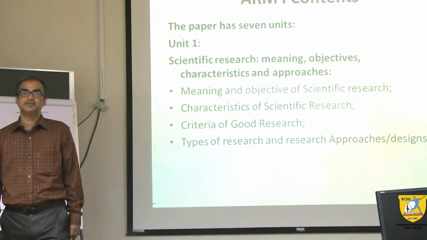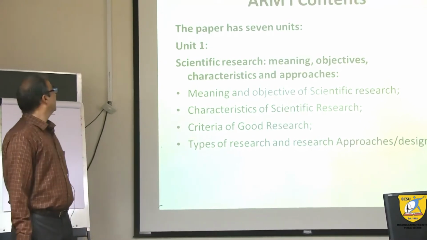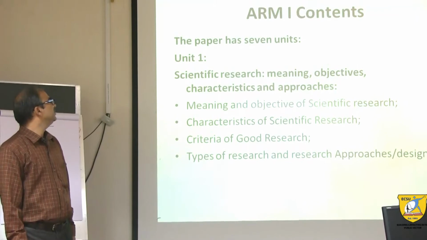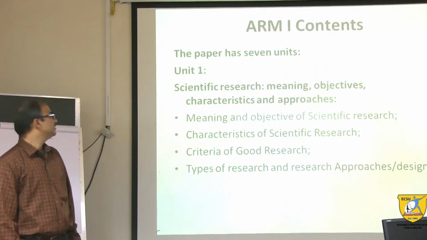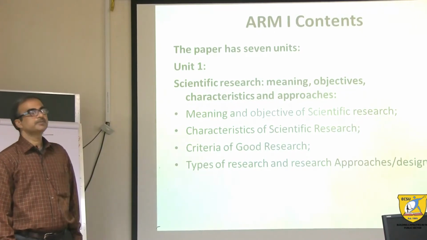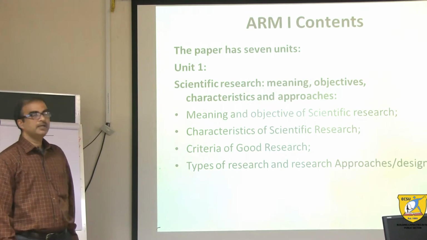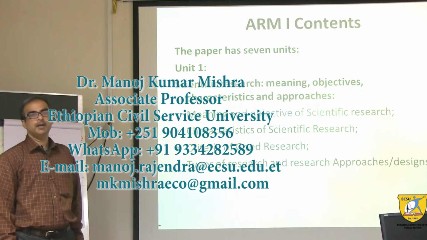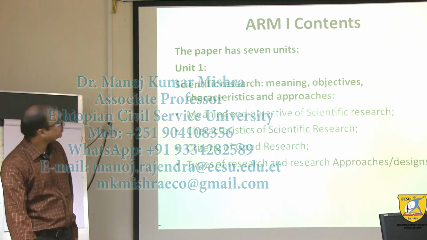The Advanced Research Methods 1 contains 7 units. The first unit is related to the scientific research meaning, objective, characteristics and approach. In this we will study the meaning and objectives of scientific research, characteristics of scientific research, criteria of a good research, and types of research, research approaches and research designs. We discuss these in the first chapter.